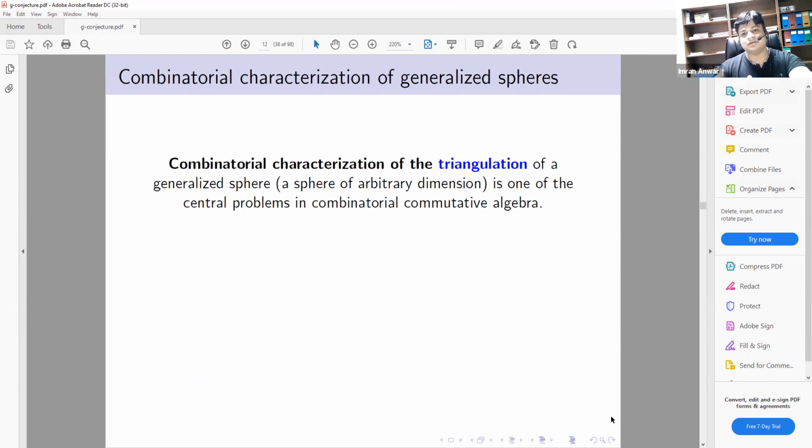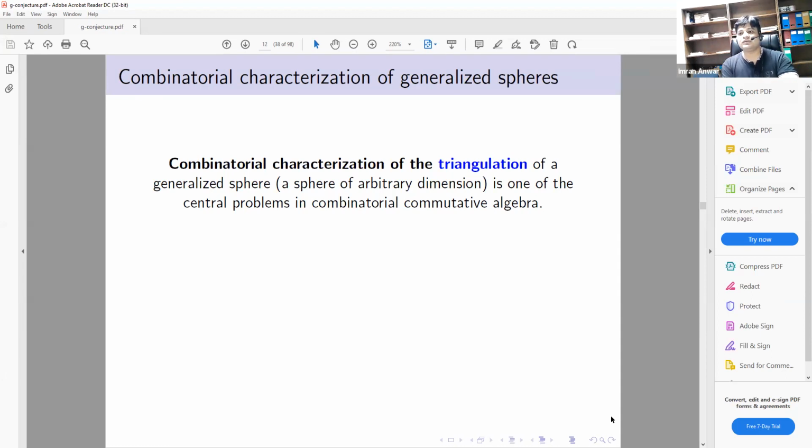A while ago, Vakas Aliazar asked a question: how do we do the triangulation? In order to view the triangulation and understand it, Shaheen is going to shed more light on it.